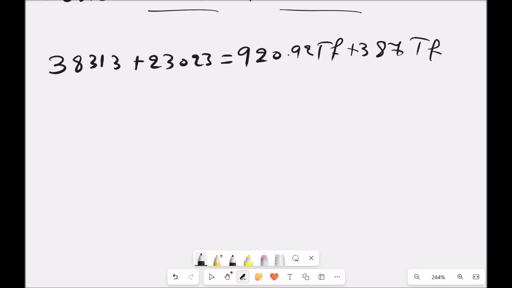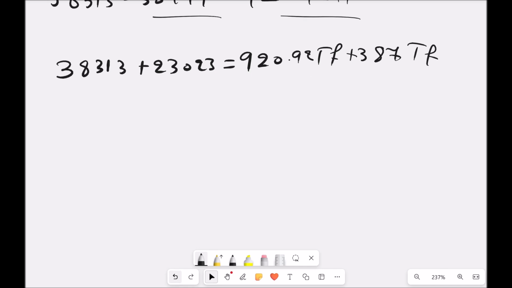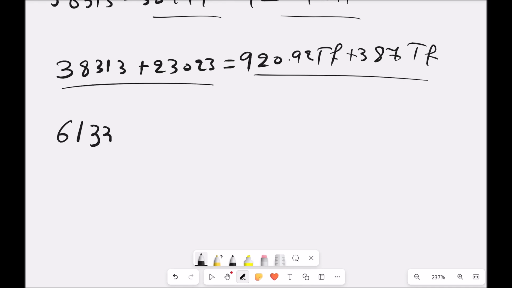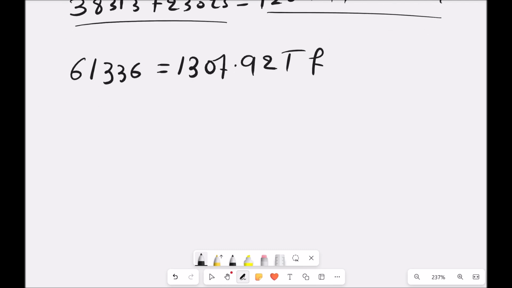Before dividing, you should add these two together and then add these two together. You have 61,336, which is equal to 1,307.92 T final.